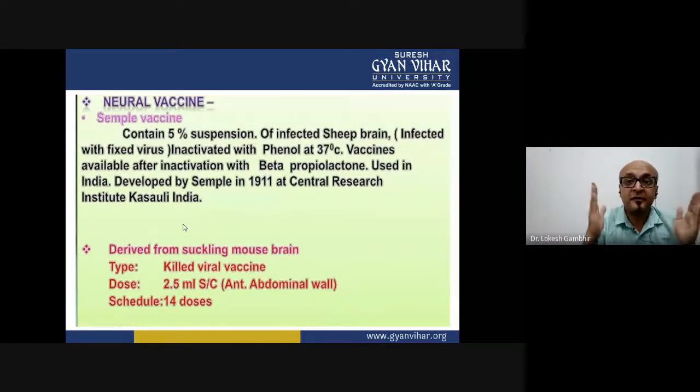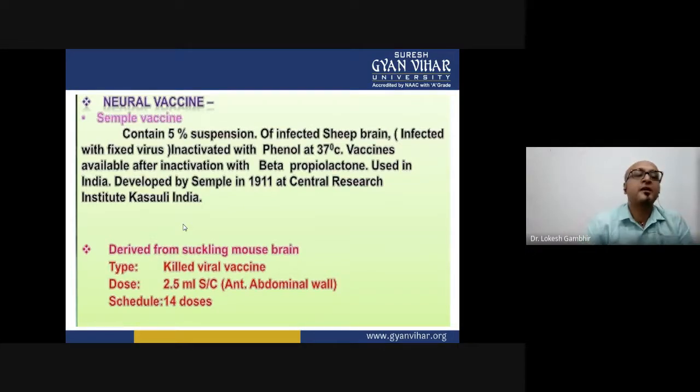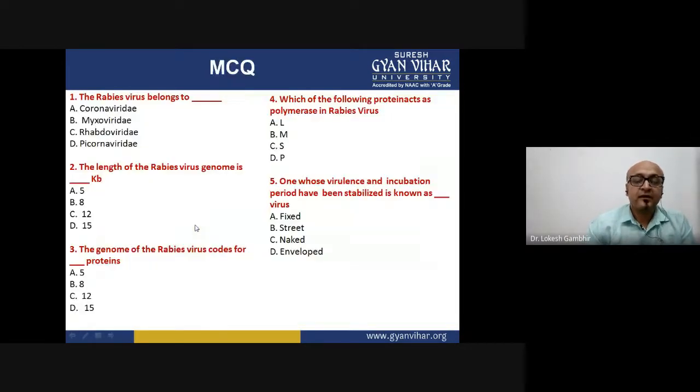The statement which you used to hear, there will be 14 injections once a dog bites. Nowadays there are no 14 injections, but in earlier times when there were 14 injections, those 14 doses were given based on this virus because of the Semple vaccine. So nowadays there are multiple vaccines from different manufacturers that have come up with different platforms to provide you the management of this particular disease.